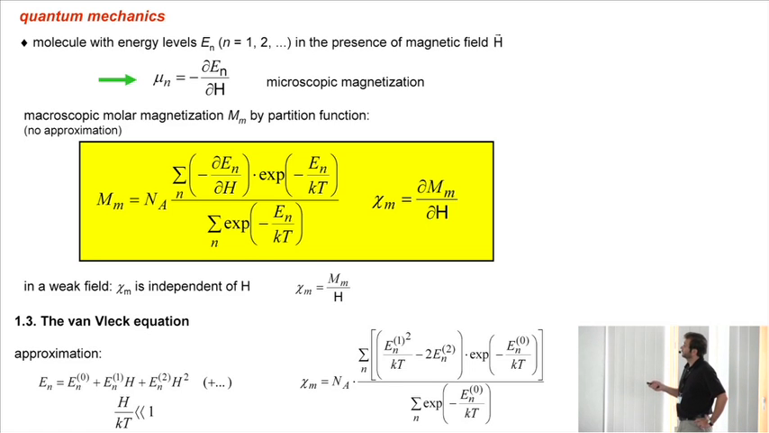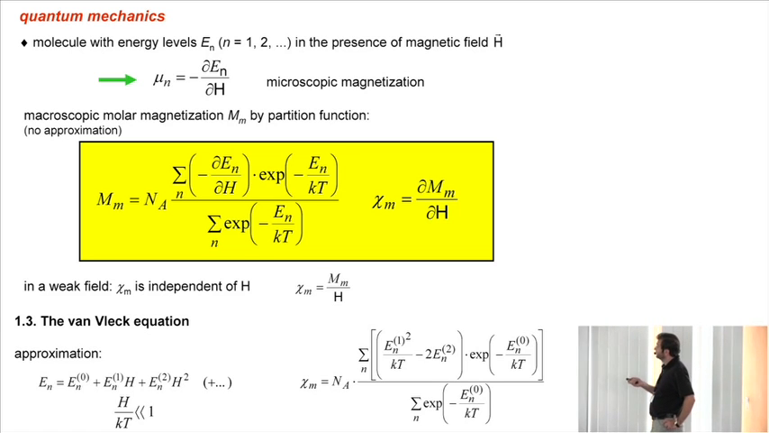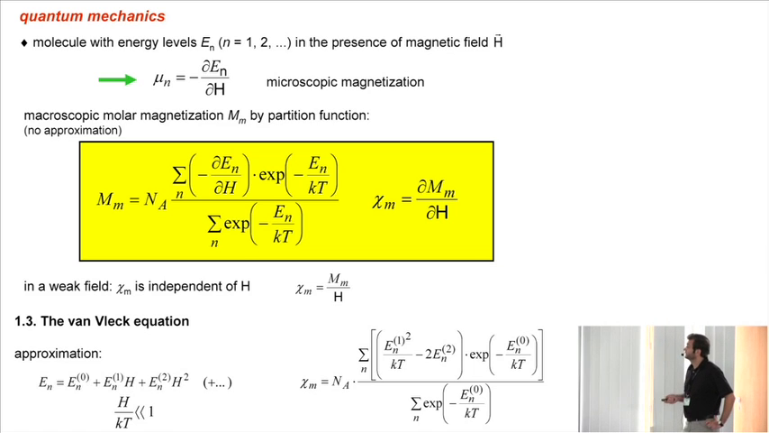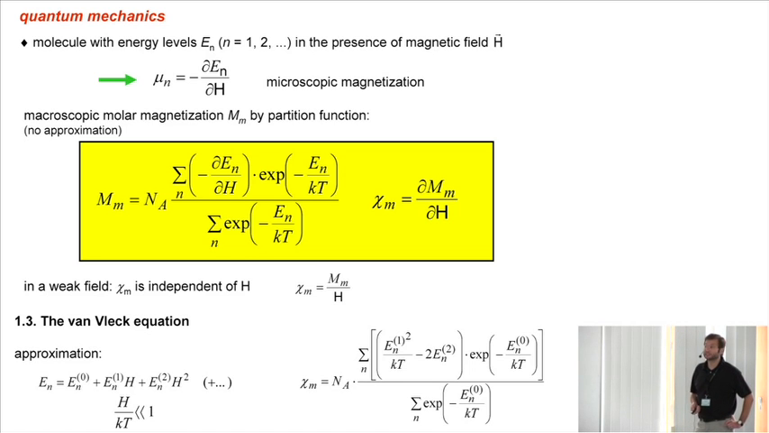And this is this partition function. Very important, there's no approximation. In the classroom I always call this the real equation, because there's no approximation. And I don't know, there's no name for it. And if you want to calculate the susceptibility, it is nothing else than the derivative of the molar magnetization by the magnetic field. Usually what we are doing is we assume that the susceptibility is not dependent on the field, and then we can simply use the measured magnetization divided by the field.